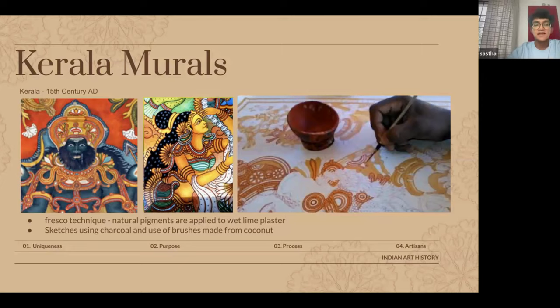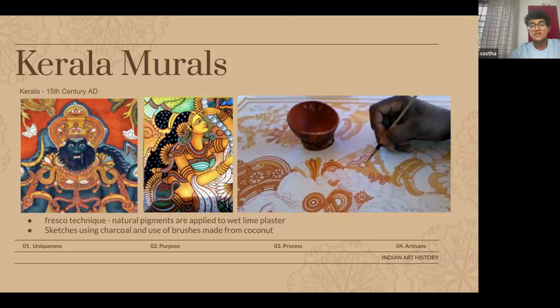Natural pigments are then applied using brushes made from local materials such as coconut fibers, and then the artist adds fine details and highlights specific elements to bring life into the art form itself, to create depth and realism.